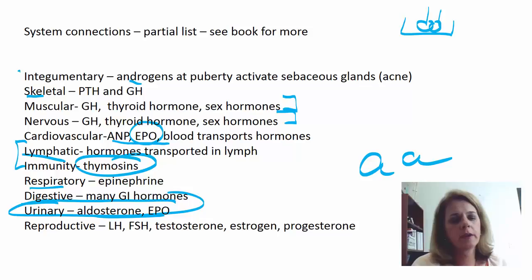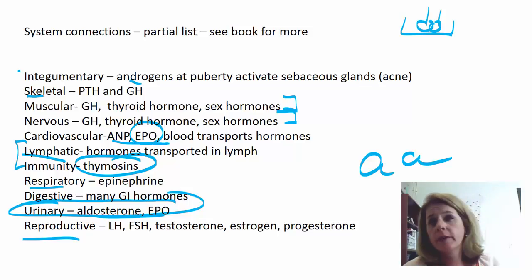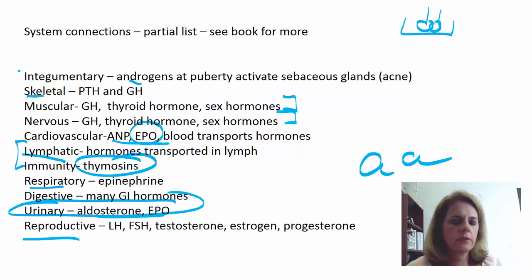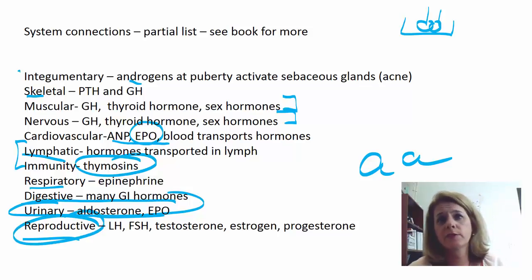What else? Reproductive. Reproductive hormones like LH, FSH, testosterone, estrogen, progesterone, prolactin, and oxytocin all play a role in reproductive health. And obviously you need a reproductive system so that you can make another baby that has an endocrine system. All right, so there are many ways to tie these together.